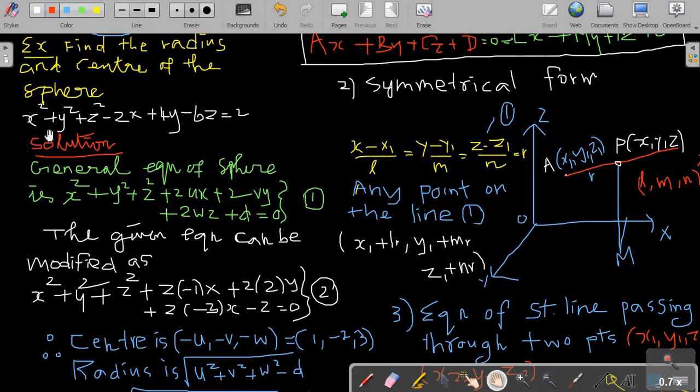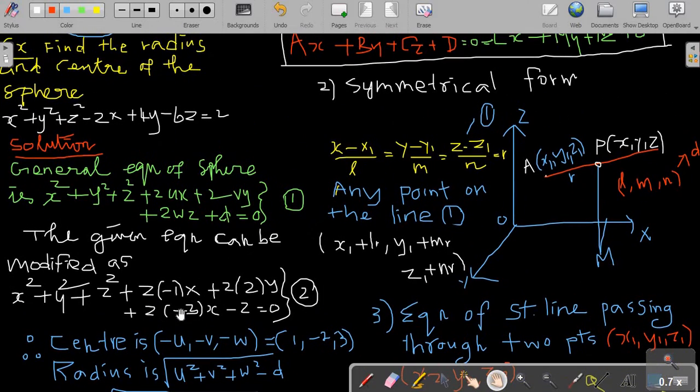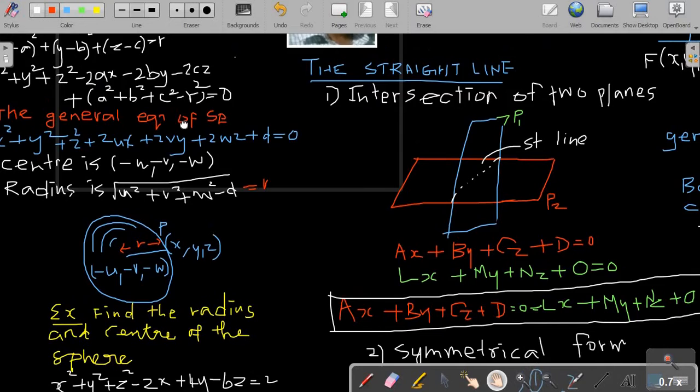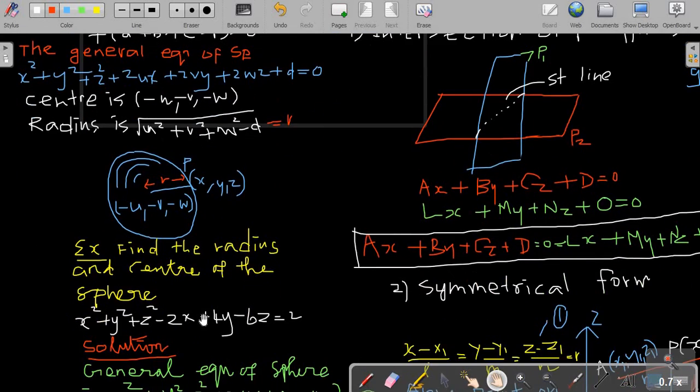Therefore, if this is the sphere, x square plus y square plus z square minus 2x plus 4y minus 6z equals 2, then the center of this particular sphere must be (1, minus 2, 3), and the radius of this sphere must be 4. That's how we can understand the different equations of the sphere, and also some problems we have discussed just before.